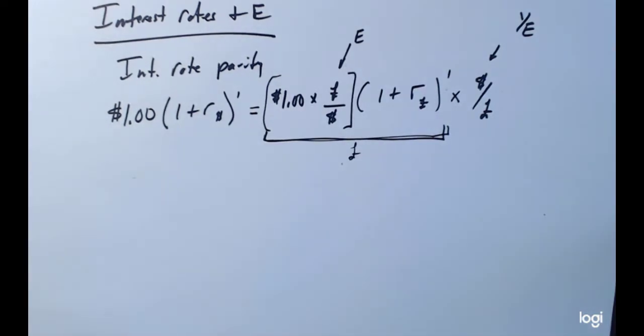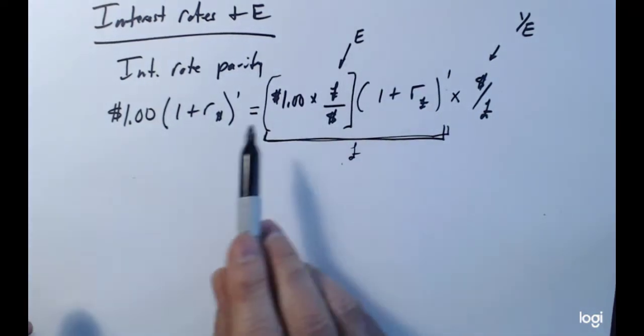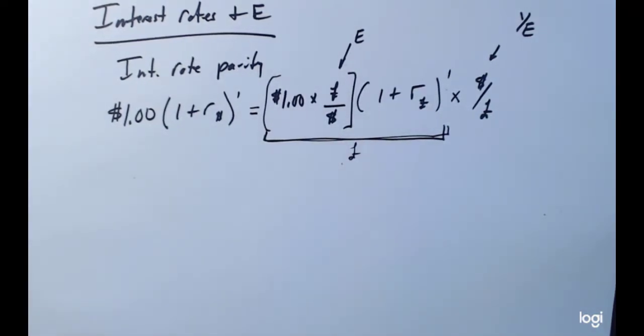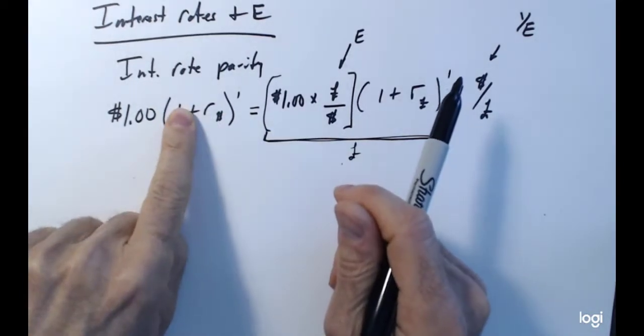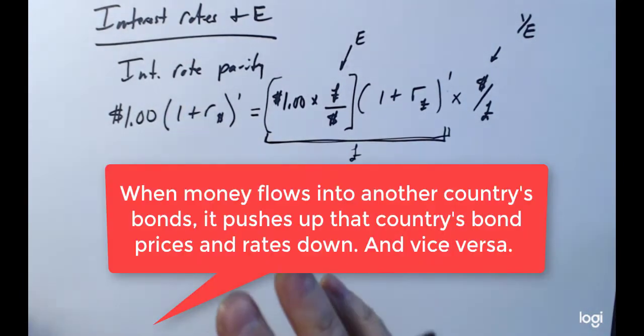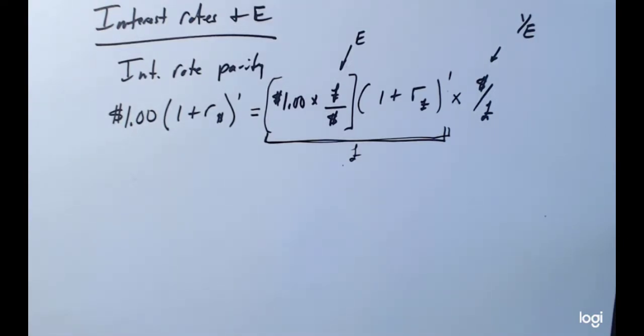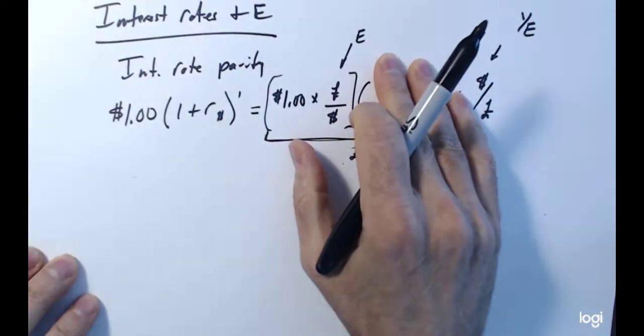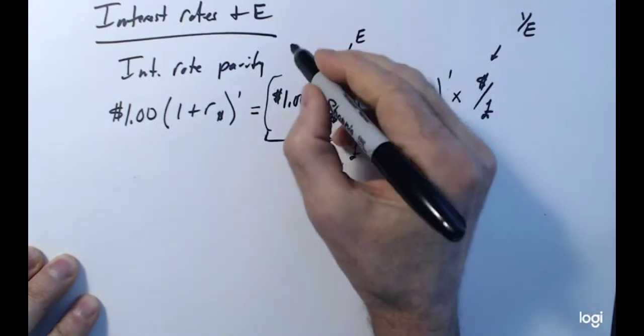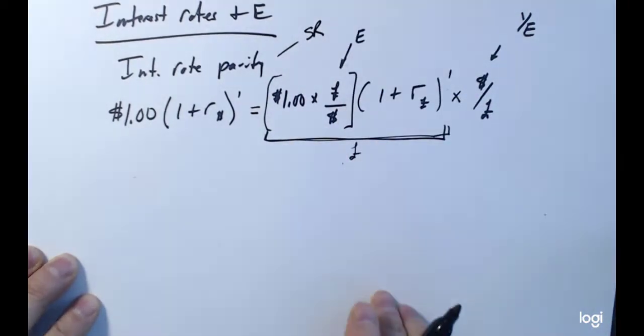And that should equalize. Otherwise, like I said, money's going to flow into the country with the higher return. And when you put money in a country with the higher return, it brings down that country's return. And the money that left a particular country will end up raising the return in the country where it left. And so that's what this interest rate parity is about. This can happen quite quickly, which is why this is a short-run mechanism.